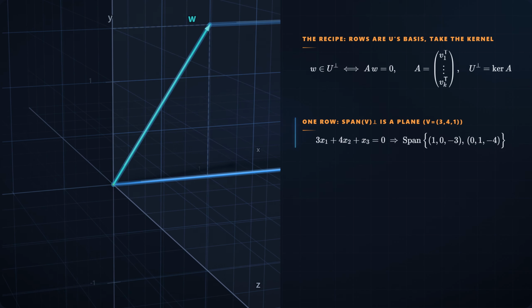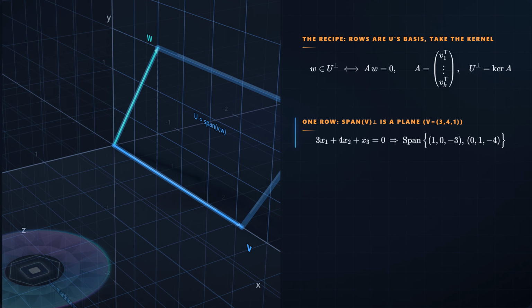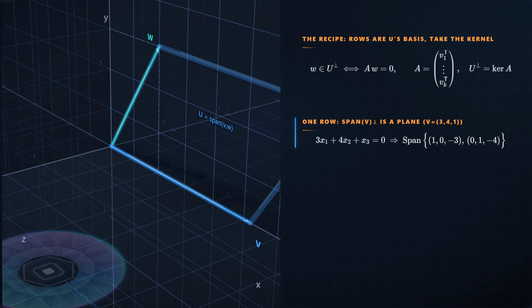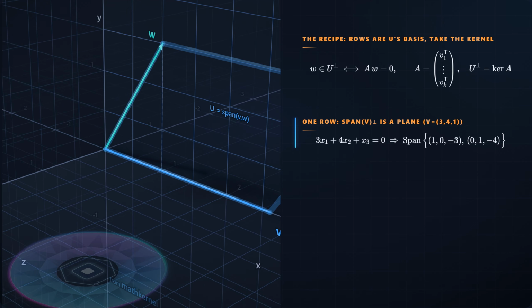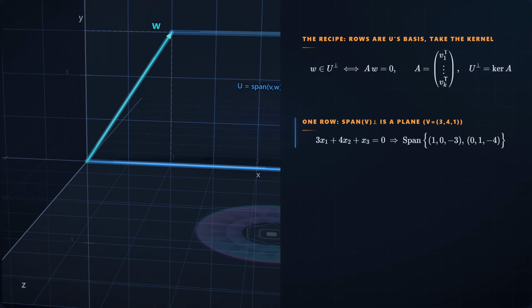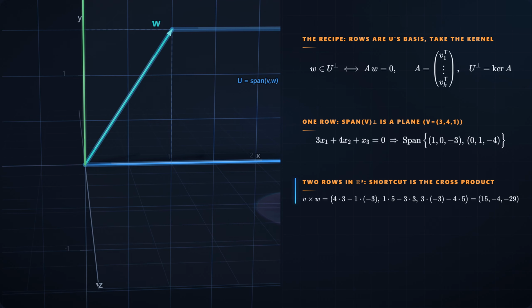Warm up with just V. One row means one equation. 3x1 plus 4x2 plus x3 equals 0. That's a single plane, 2 free variables, so span V perp is 2-dimensional, spanned by (1, 0, -3) and (0, 1, -4). Now both V and W. 2 equations in 3 unknowns.